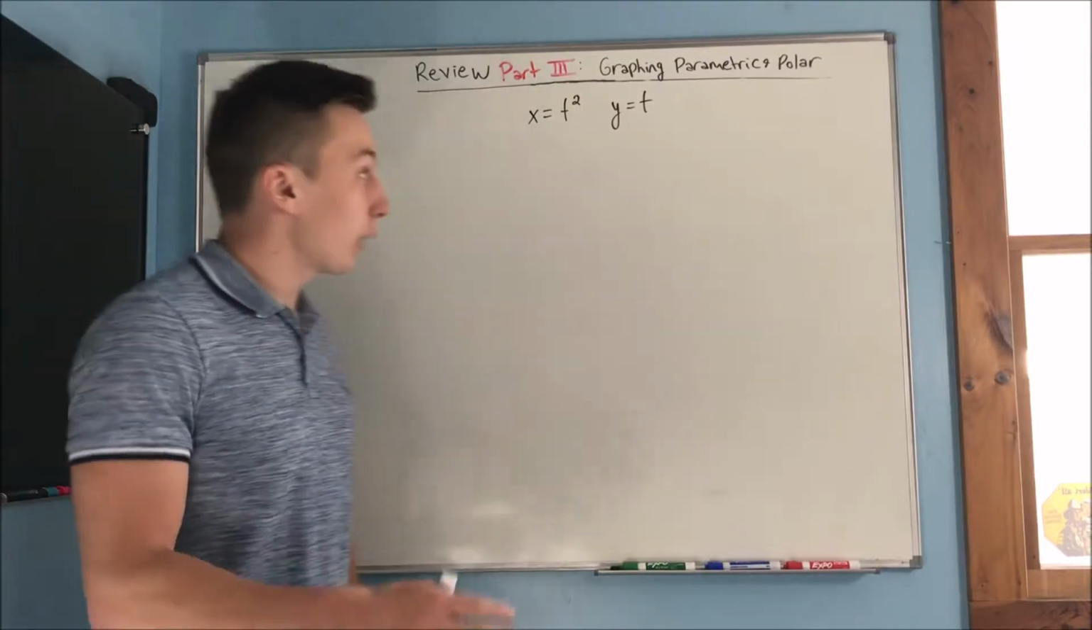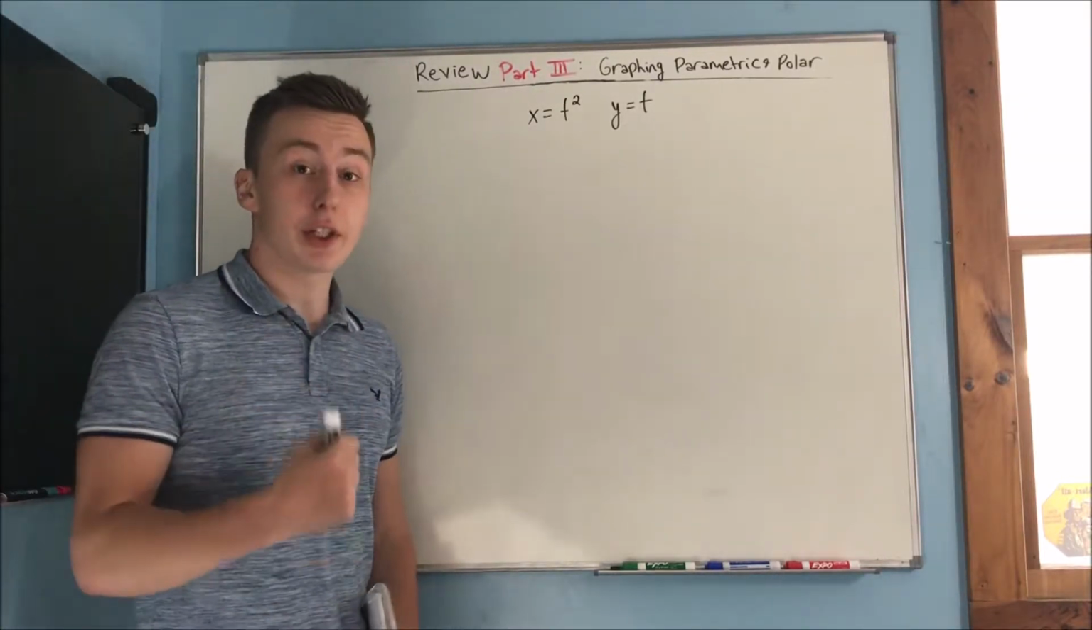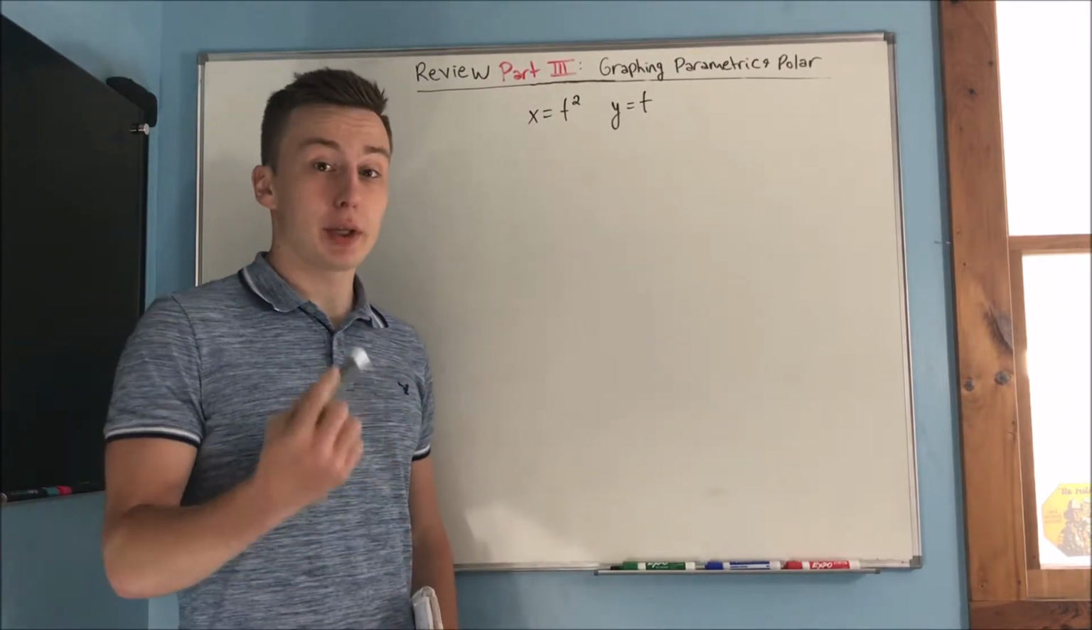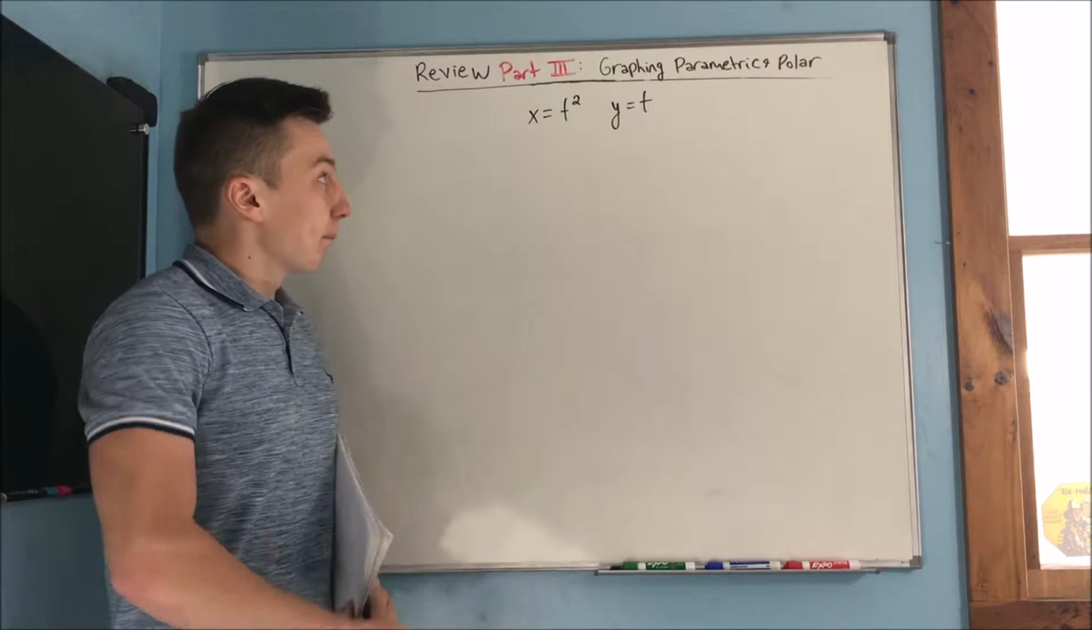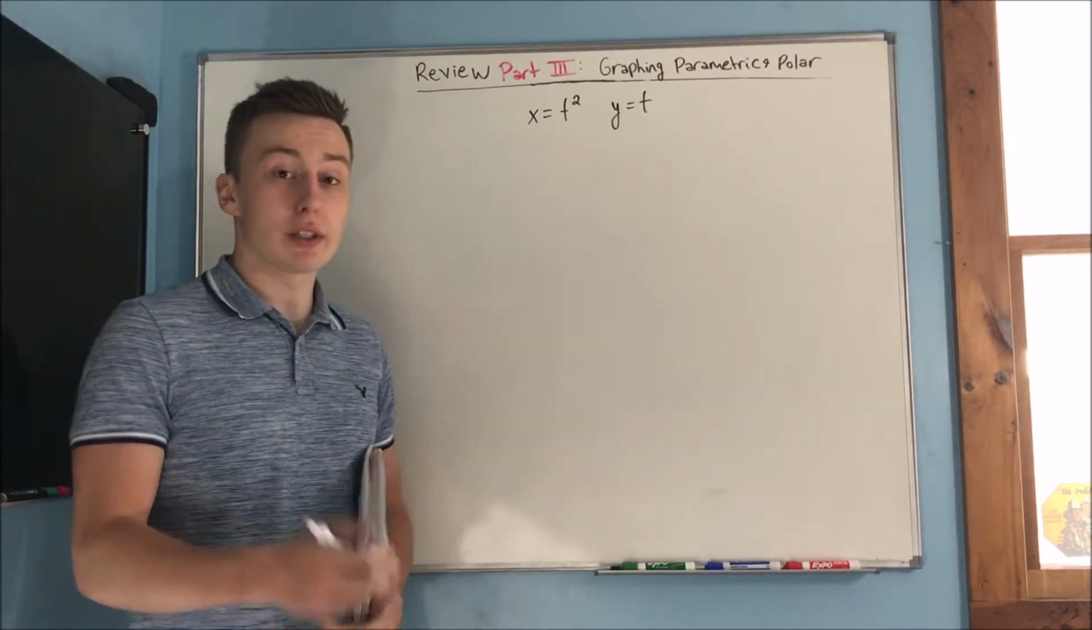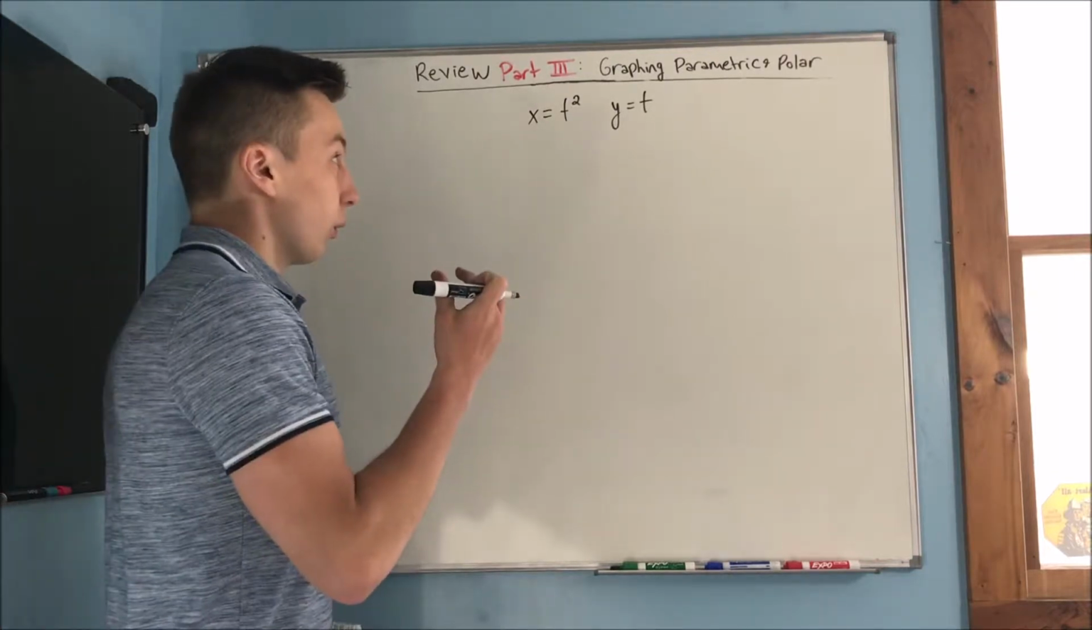Alright, so this video is going to be part 3 of our parametric and polar review. This video specifically will be talking about graphing parametric and polar. So, x equals t squared, y equals t. These are the parametric equations that we want to graph right now. So, how do we graph these?